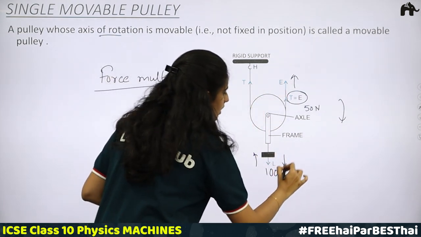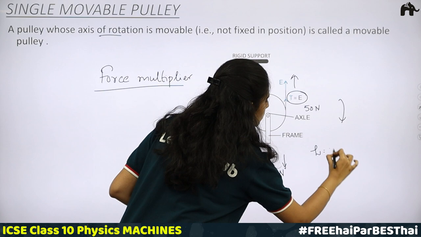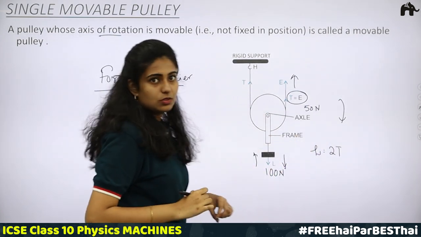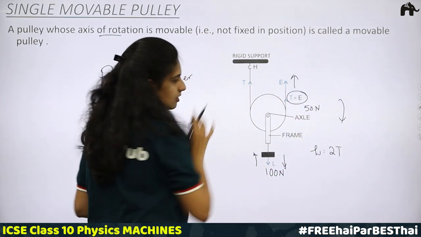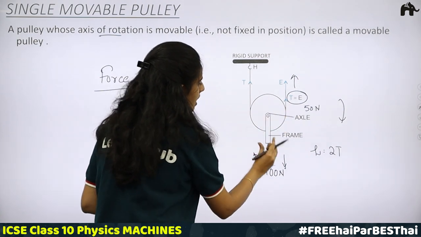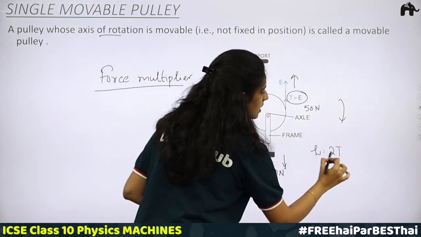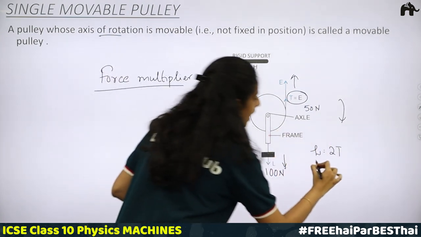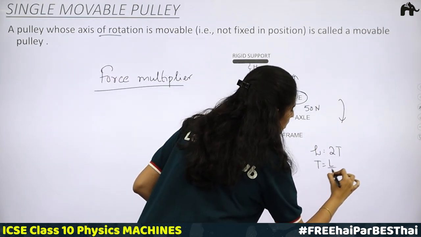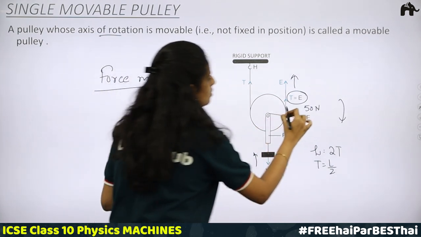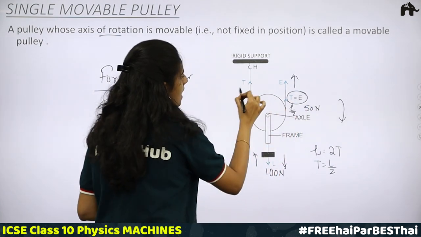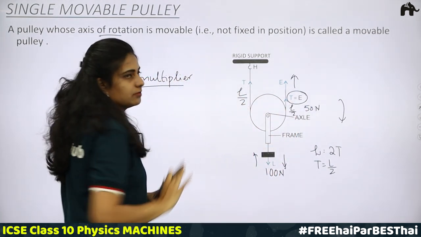The load will be equal to 2T. 2T means the tension here and here. Half of the load will go here, half of the load. That force will be going here. So, you can write that load is equal to 2 times tension, and the tension can be written as load divided by 2. So, L by 2 is the tension here and L by 2 is the tension here.